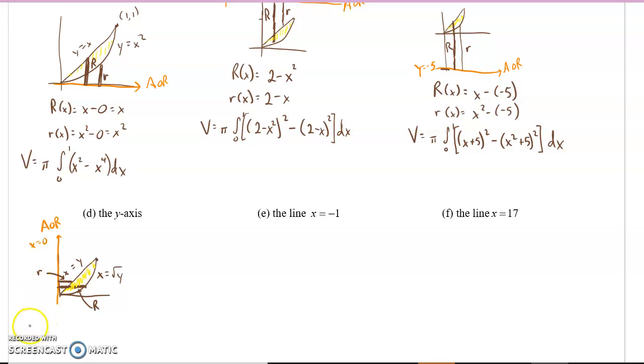Anyway, big R, this time we're finding radius in terms of y. It is an x value. It's a horizontal distance that we're measuring in terms of y.